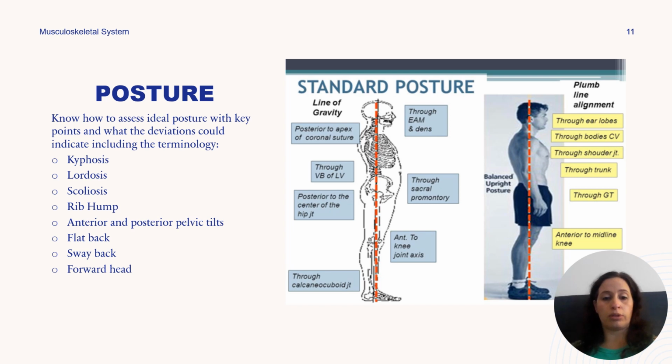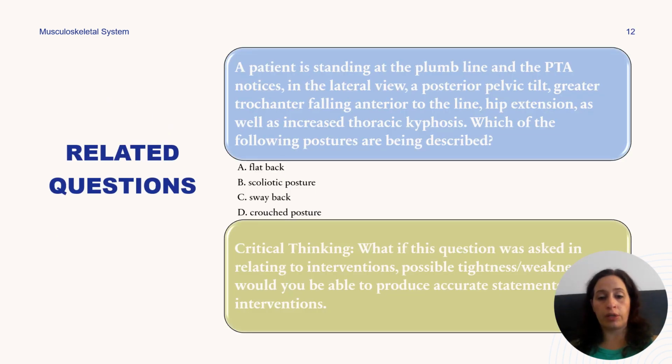So we'll go into some questions so you can see what I mean, and then we will finish up with this lesson today. So here we go. A patient is standing at the plumb line, PTA, notices in the lateral view a posterior pelvic tilt, the greater trochanter falling anterior to the line, hip extension occurring, as well as thoracic kyphosis. Thinking of that, what posture is being described?